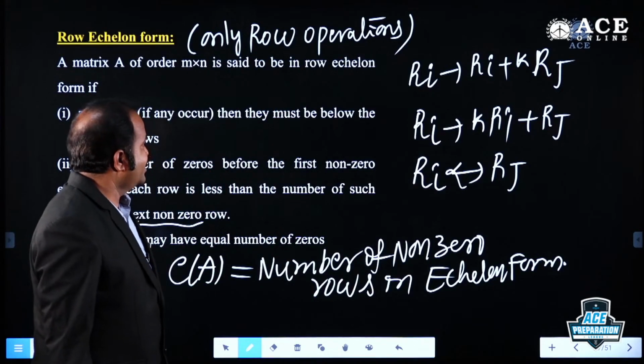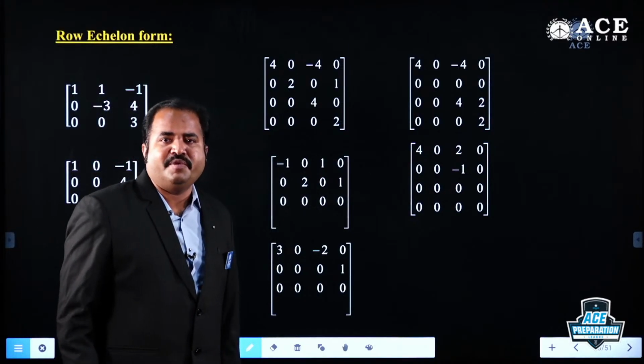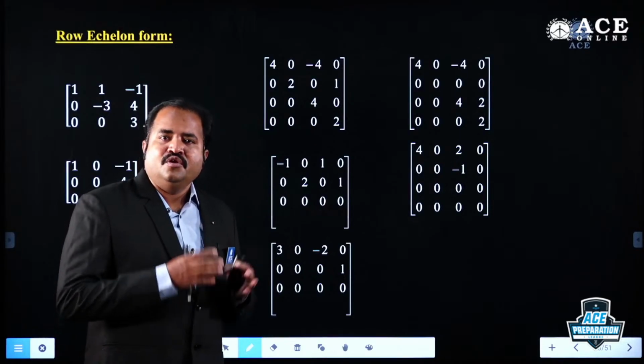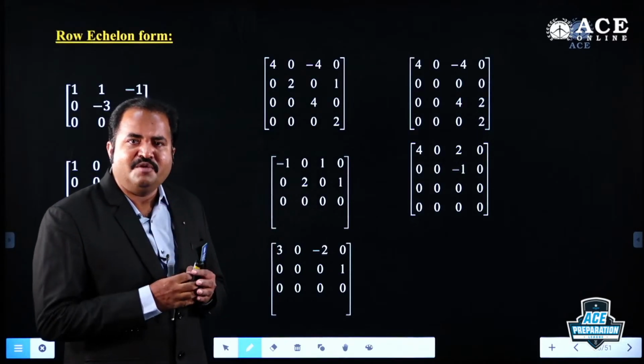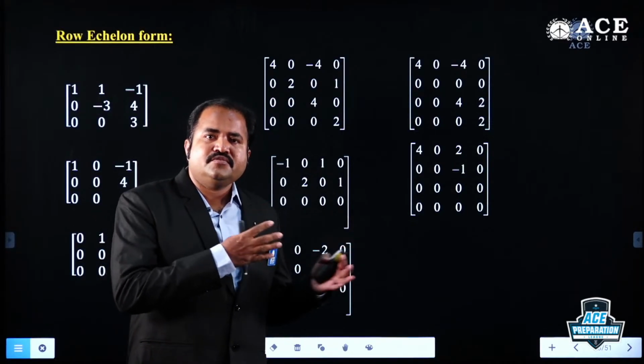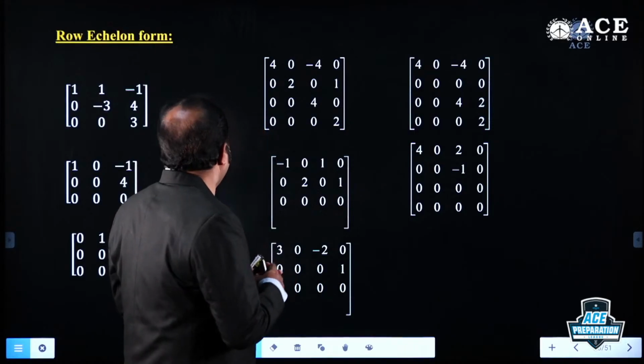Right, so let us see. This is very important because the next concepts depend on the rank of the matrix: solving systems of linear equations, eigenvectors. To find the geometric multiplicity, we use this rank concept. Even to find the solution of a system of linear equations, we use this concept. So this is very important.